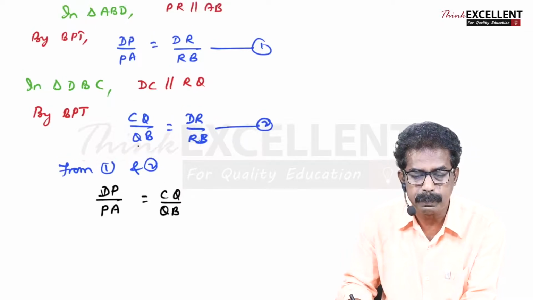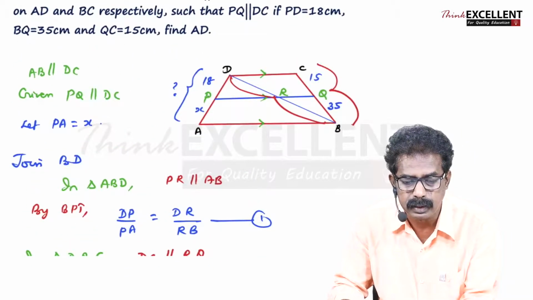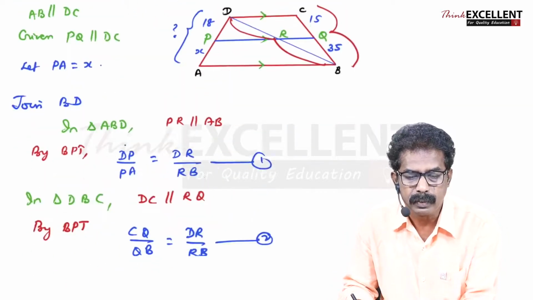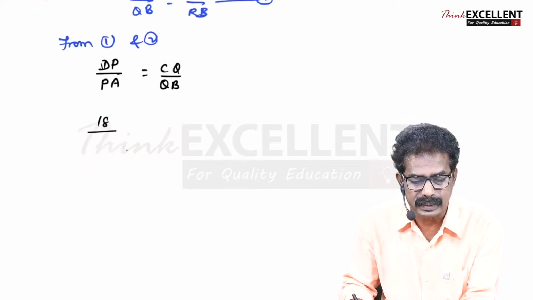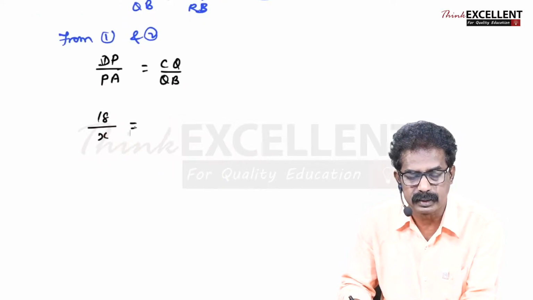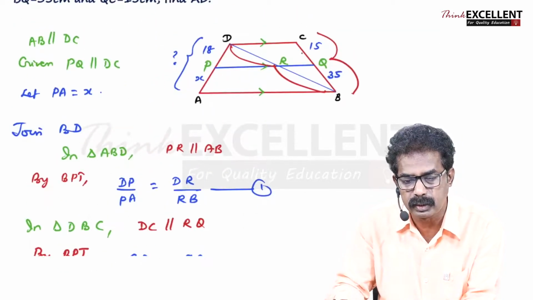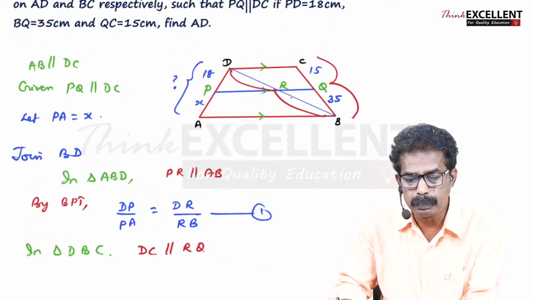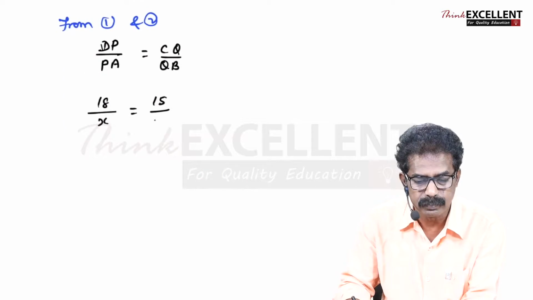Substitute the values. See, what is DP? DP is 18. So 18 by PA. PA we have taken as what? X. PA or AP, it is X. CQ, see the diagram? CQ is 15 by QB or BQ, it is 35.